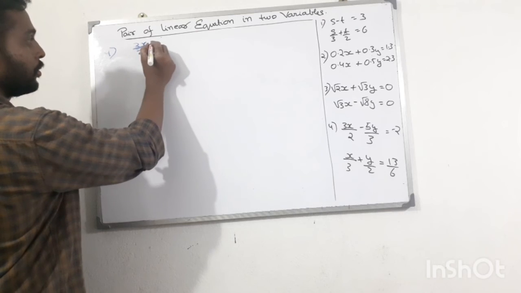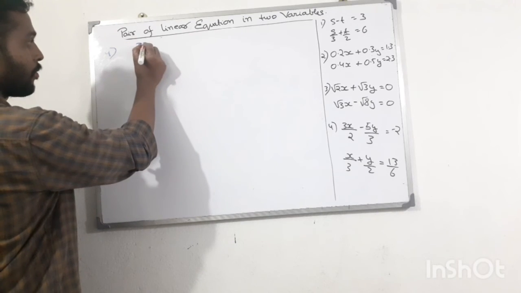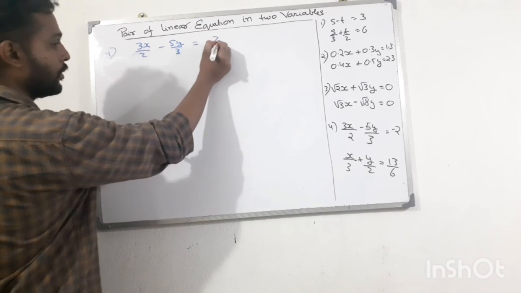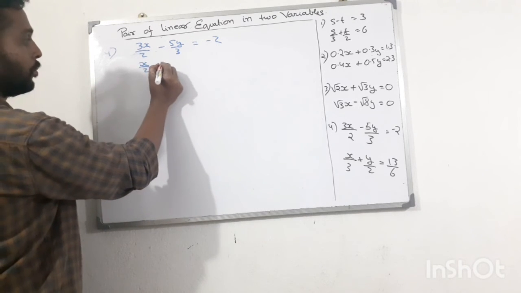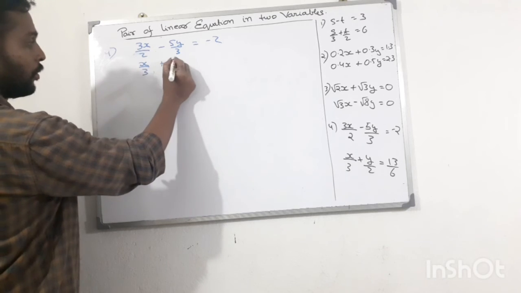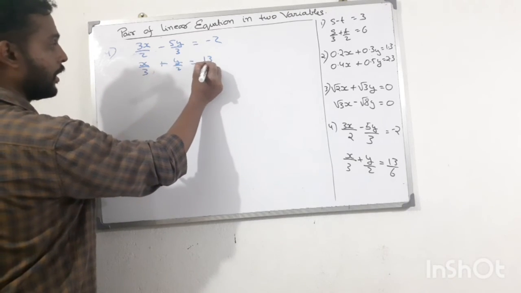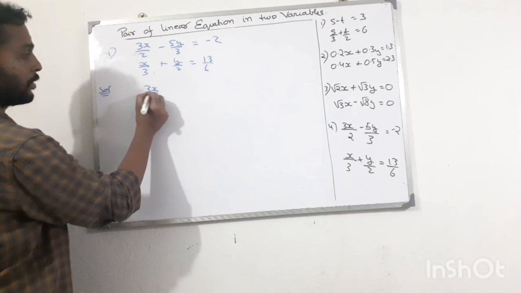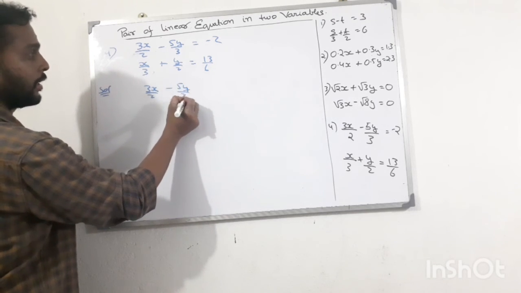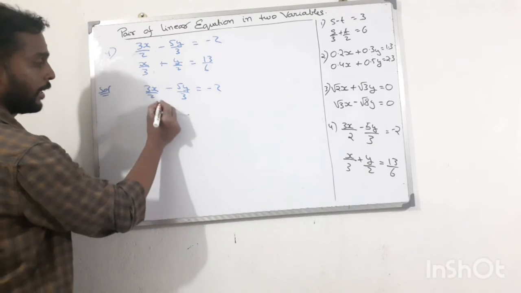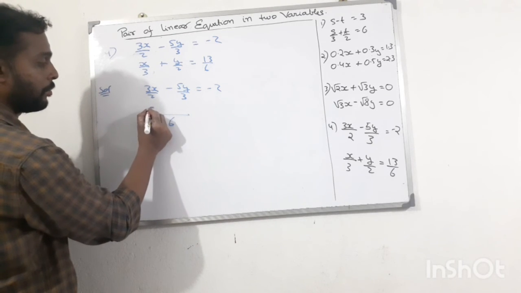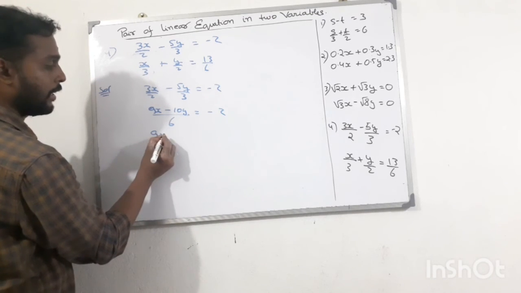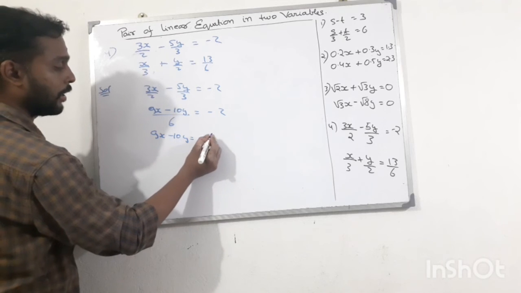3x by 2 minus 5y by 3 is equal to minus 2, and x by 3 plus y by 2 is equal to 13 by 6. So we can change these equations. First we change 3x by 2 minus 5y by 3 is equal to minus 2. So we take LCM 6. So 3x becomes 9x, minus 10y is equal to minus 12. So 9x minus 10y is equal to minus 12.